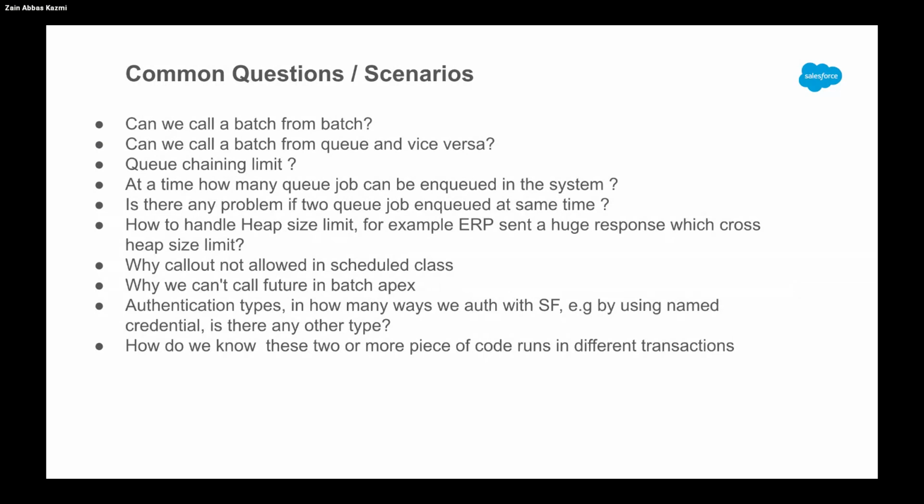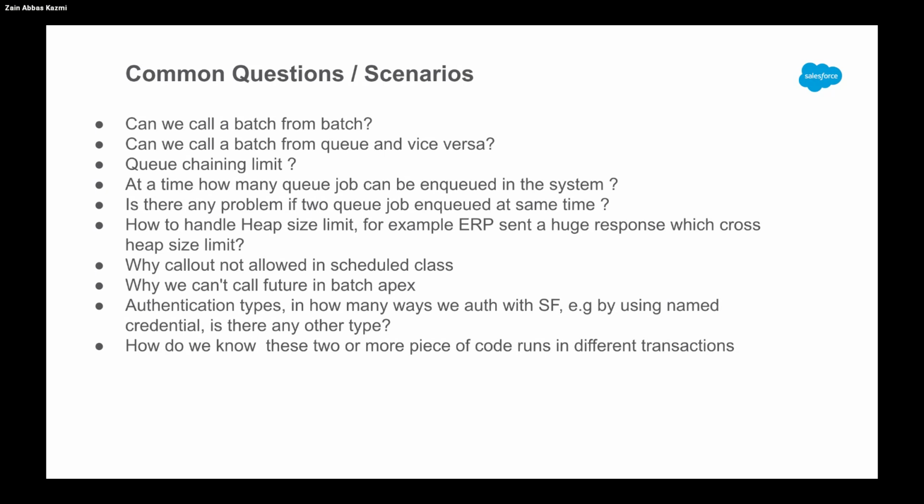Now we can check the limit. What is our heap size? We keep some buffer, and we don't check against the full 6 MB, because our process fails when it gets near 6 MB. So we apply some limit and split the transaction. This is how we handle the heap size limit.